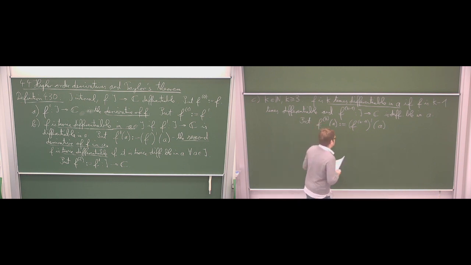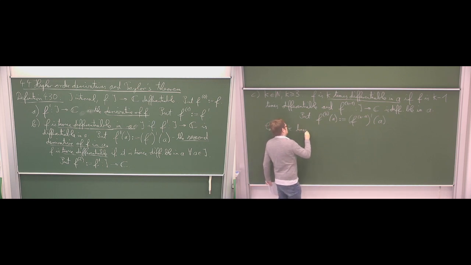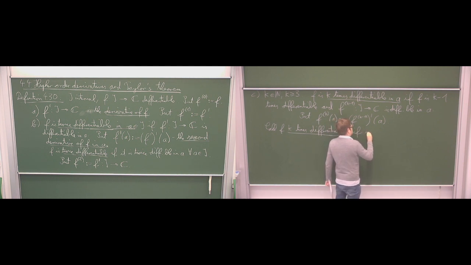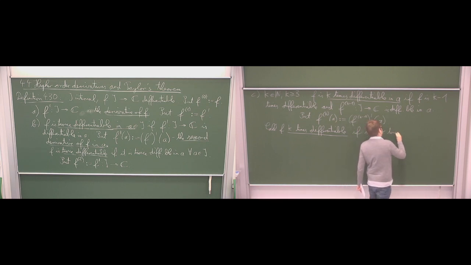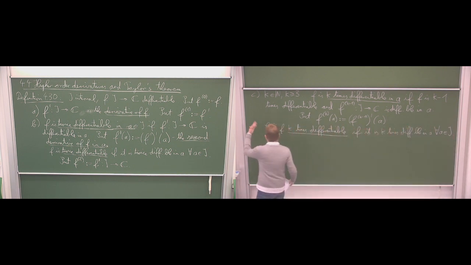So we can just iterate the construction here, and the only thing that's missing here, we could just call f k times differentiable without giving a point, if it is k times differentiable in A for every A. Okay, so assuming all these derivatives exist, then we can just do this again and again and again. This is the idea behind this definition.